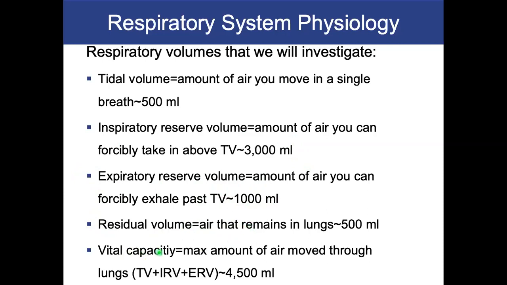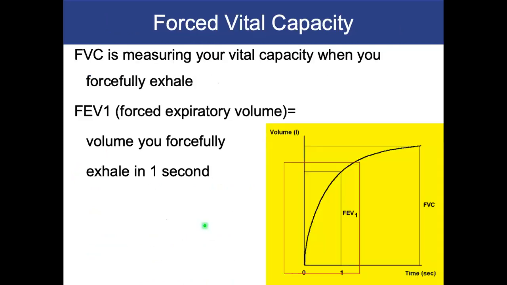Your vital capacity is the maximum amount of air that can be moved through the lungs. Vital capacity is your tidal volume plus your inspiratory reserve plus your expiratory reserve, and that's about 4,500 mils or 4.5 liters. Okay, so before we get into forced vital capacity, I want to take a second to go over this stuff. Let's see if I can actually do this. Let's go to the whiteboard.